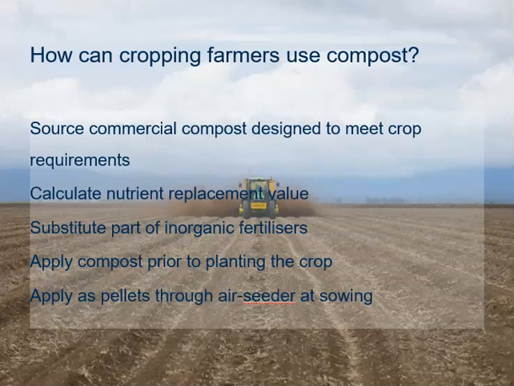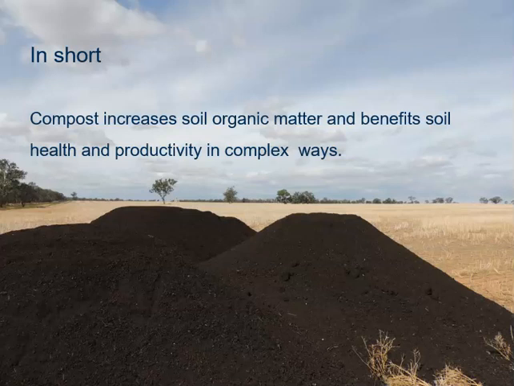There are many commercial composters producing sufficient quantities of compost. This can be tailored to suit crop requirements. This value-added compost can be used to replace part or all of the crop nutrient requirements. Compost can be applied prior to crop planting, annually with each crop, or in line with a routine fertilizer program. In addition, pelletized granular forms of compost are becoming available to be applied through an air seeder when sowing, simplifying and reducing spreading costs. In short, compost increases soil organic matter and benefits soil health and productivity in complex ways.